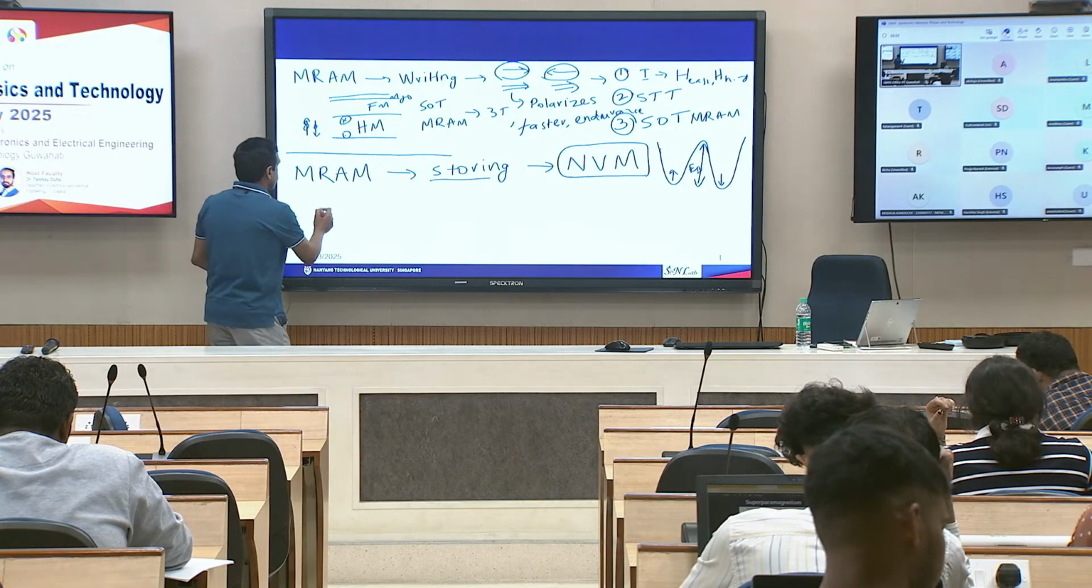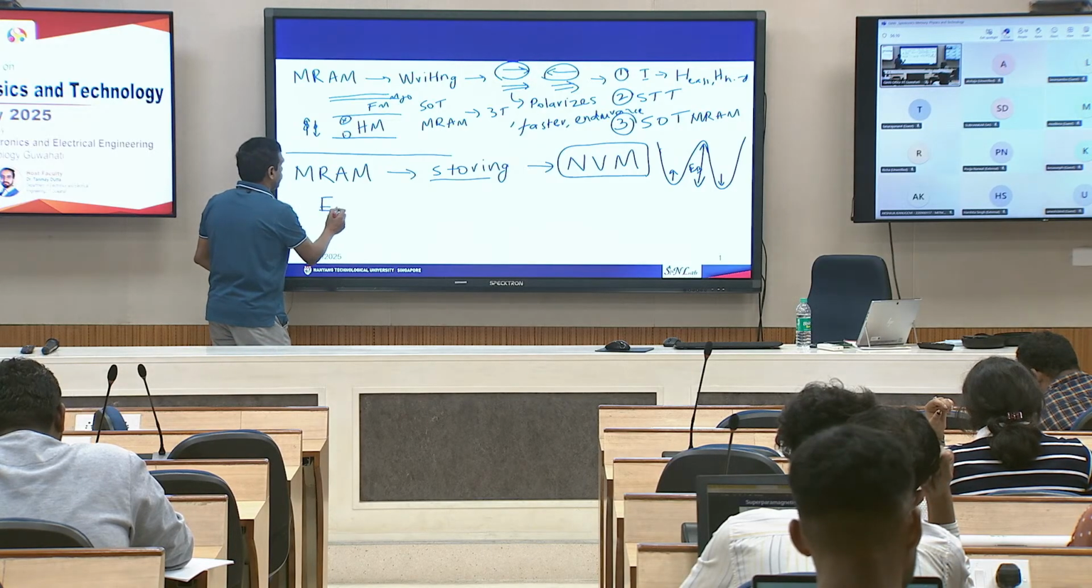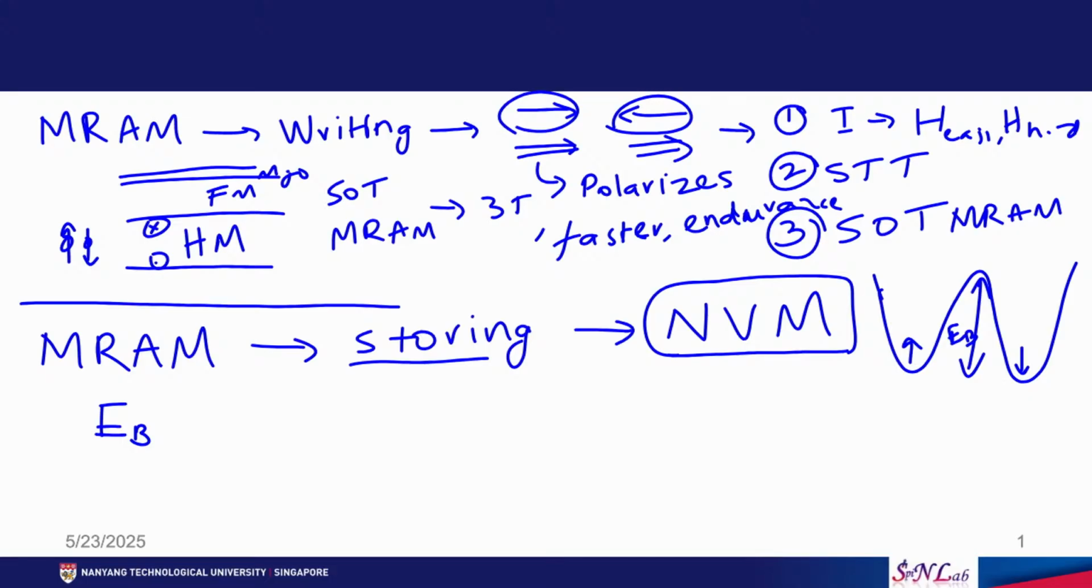Typically this energy barrier is designed to be more than 40 kBT or around 60 times the thermal energy kBT. So, if the energy barrier is much larger than thermal energy, then the data will be stable for 10 years.